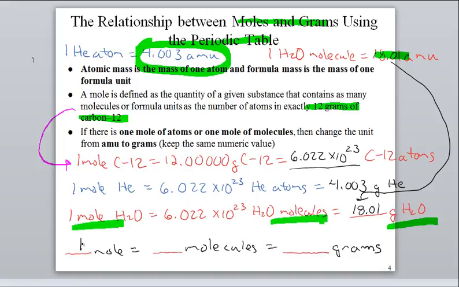In front of molecules, it's always Avogadro's number, 6.022 times 10 to the 23rd. That would go in front of molecules. If we're talking about a molecule, it would go in front of atoms. If we're talking about atoms, it would go in front of unit if we're talking about an ionic compound.